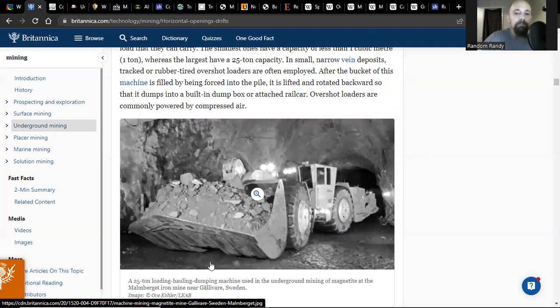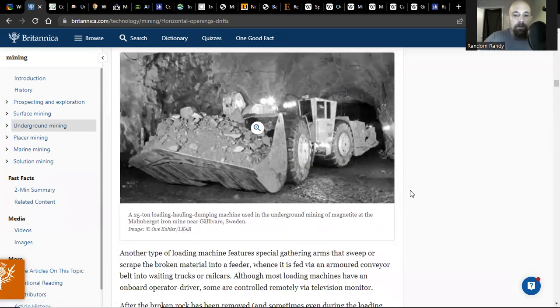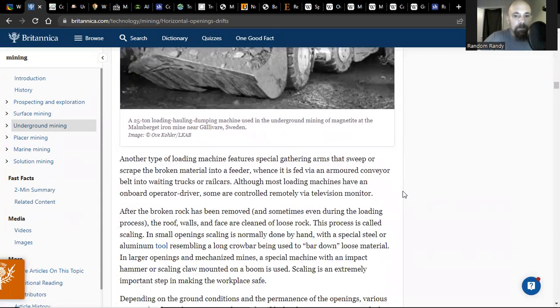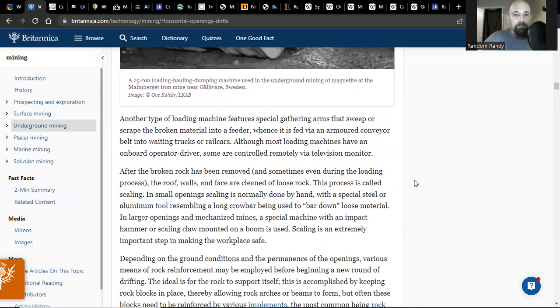In the olden days, we'd have just a rail in here and we would just put it in some carts and roll it on out. Hopefully our canary would stay alive so that we can remove the stuff. That just stresses the importance of those shafts to create ventilation, right? Okay. So the broken rock's removed, the roof, walls and face are cleaned of loose rock.